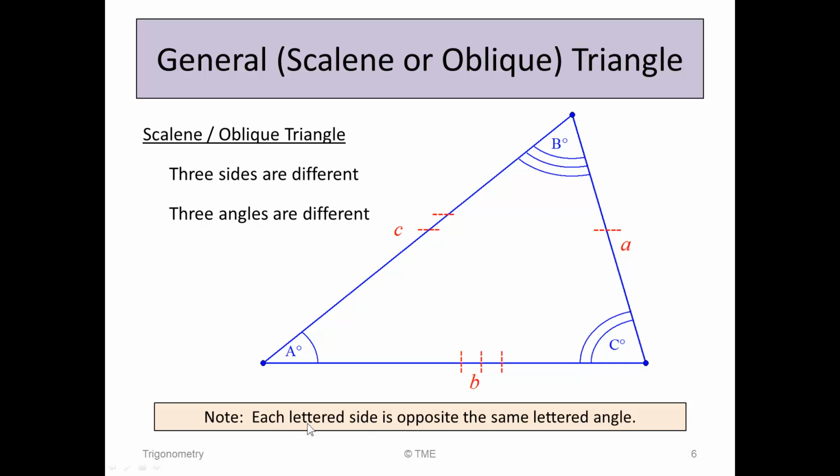It's important to note that each lettered side is opposite the same lettered angle. So once you choose A, B and C, you have to choose the angles that correspond to the opposite side of those sides. So for example here, the angle A is opposite side A, angle B opposite side B, and angle C opposite side C, and that's always the case. So once you choose your A, B and C, you must choose the angle for B opposite B, C opposite C, and A opposite A.